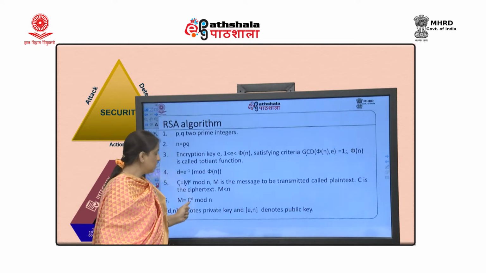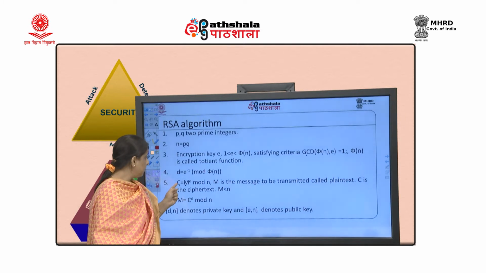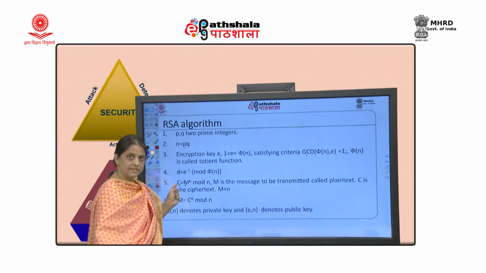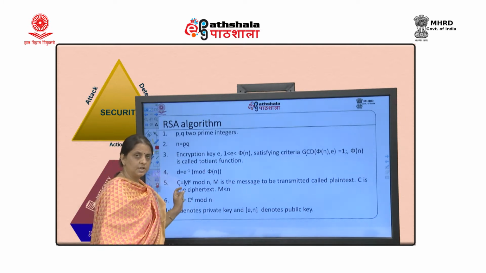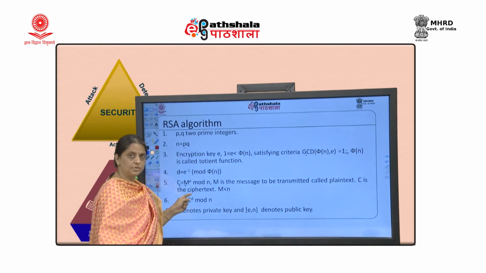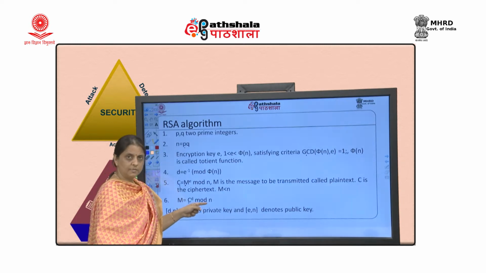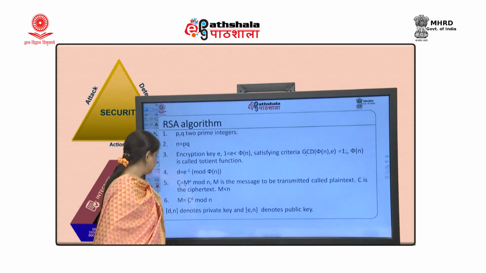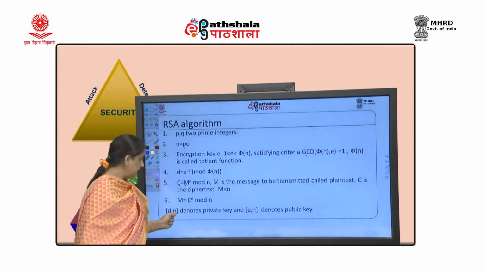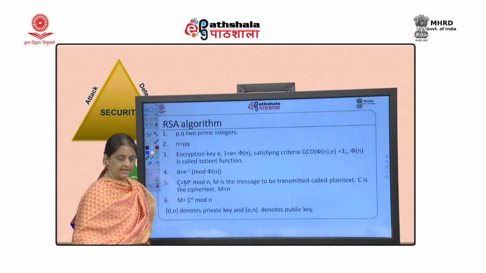M is equal to C raised to D mod n. In step 5 you calculated the ciphertext which has been sent to the receiver. The receiver would receive C, it would use the decryption key, and applying the modulo arithmetic it would calculate the plain text back. D and N denote the private key, E and N denote the public key.